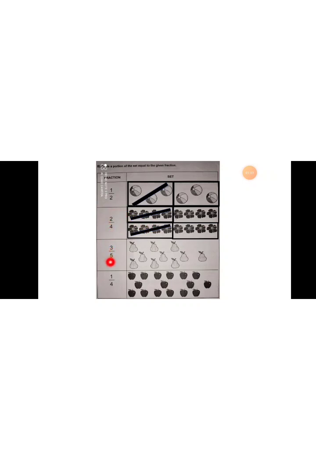Now same way children, here it is 5 in the denominator and 3 in the numerator. So these you have to equally distribute and make into 5 equal parts.